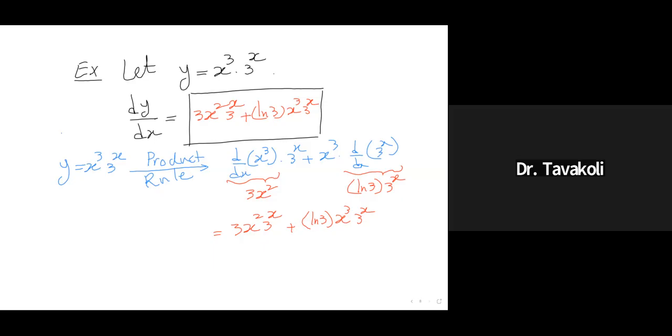Let's see another example where, again, we need to use the chain rule. Let y be ln of x squared plus 5x plus 1. It is not just ln of x, it's ln of a function of x. Find the derivative of y with respect to x.